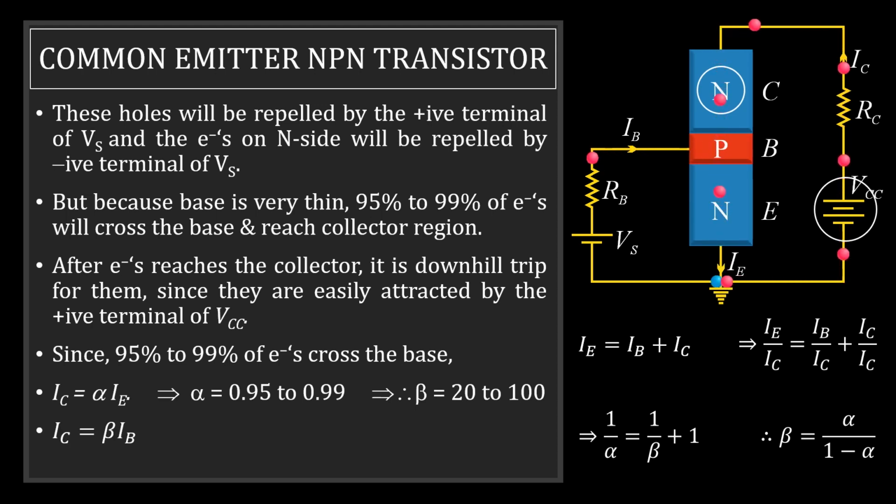So IC equals beta IB, and we must remember this to understand transistors further. And also, because alpha is from 0.95 to 0.99, we can always calculate beta, and it comes out to be from 20 to 100.